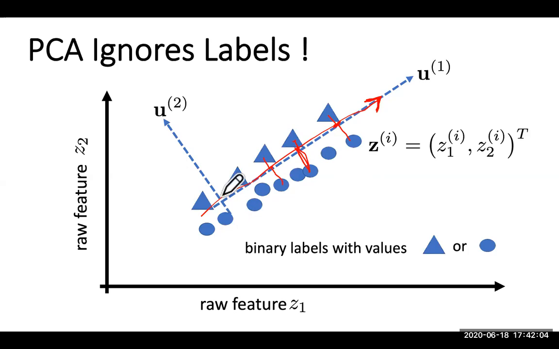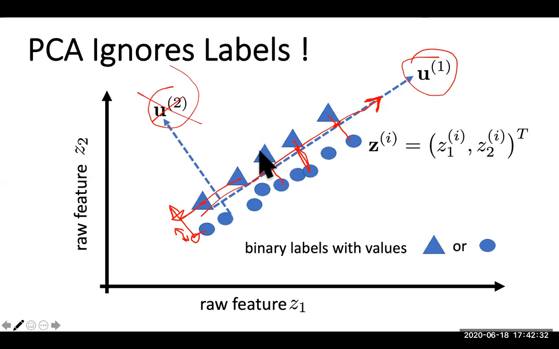What I would like to do instead is use this direction here, because in this direction, if I project the data points on this direction, all the triangles end up here on this point, and all the circles end up here at this point. So there's a clear separation in this new feature space. But PCA would not pick this. Instead, PCA would pick this bad direction because it ignores the labels.